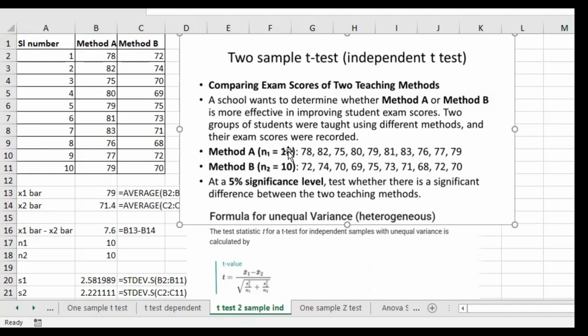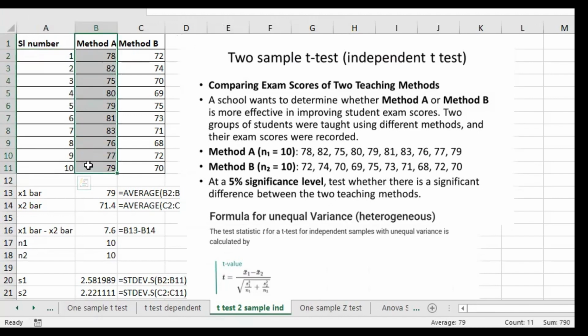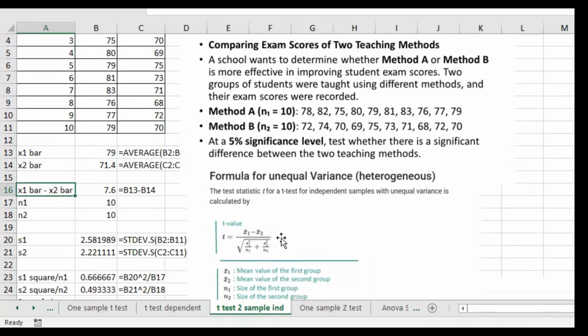Here, two different sets of people. There are 10 people. One set of people given method A training, another set of people given method B training, and we have to find out whether there is any significant change in the methodologies. So x1 bar is nothing but the average of the entire thing. It is given here, formula. And x2 bar, this one. Then the difference of the two, because the formula says x1 bar minus x2 bar. So I have to calculate that.